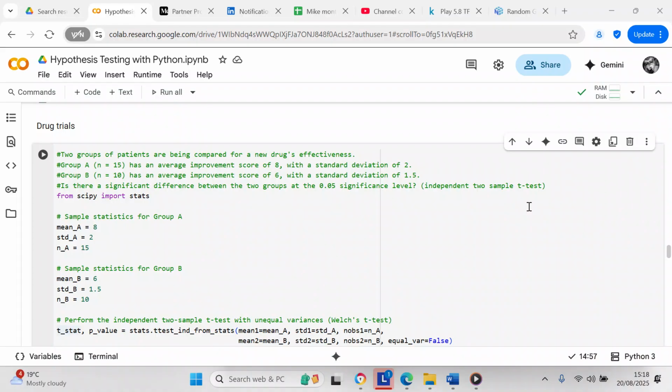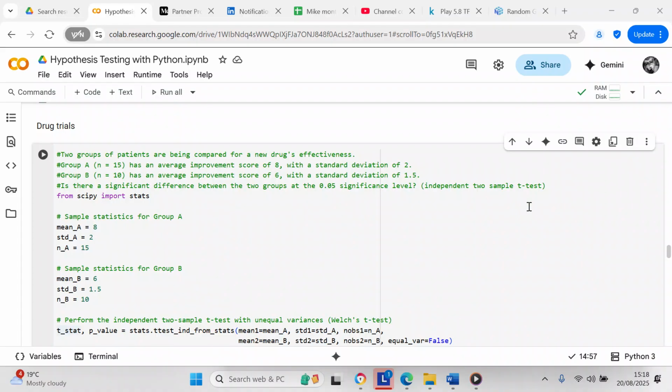Two groups of patients are being compared for a new drug's effectiveness. Group A, with N equals 15, has an average improvement score of 8 with a standard deviation of 2. Group B, N equals 10, has an average improvement score of 6 with a standard deviation of 1.5. Is there a significant difference between the two groups at the 0.05 significance level?